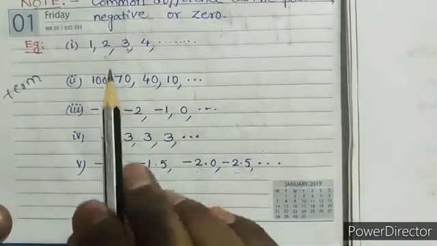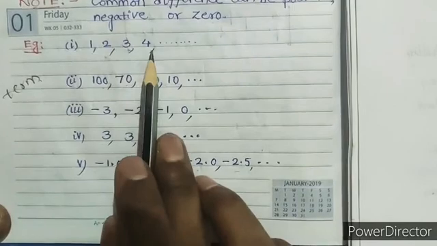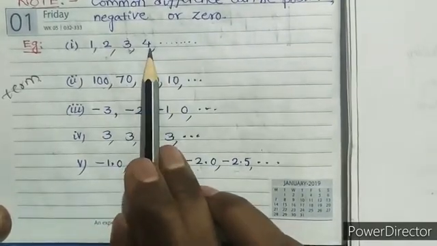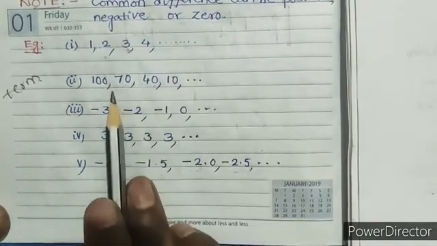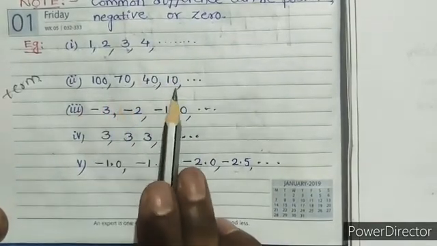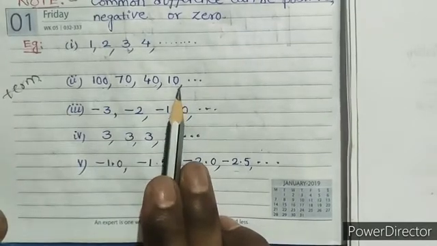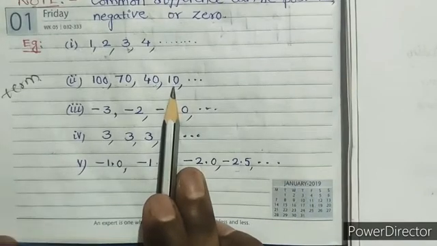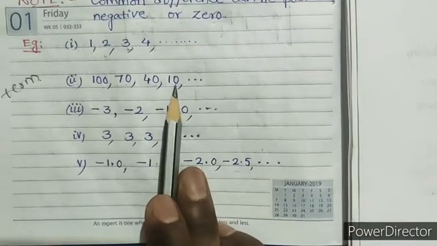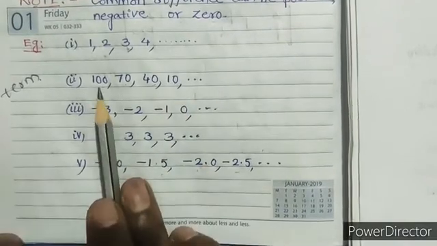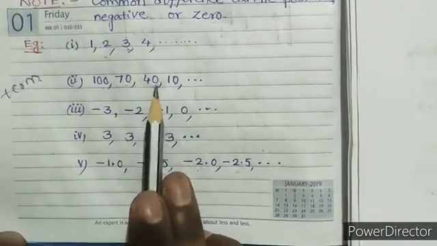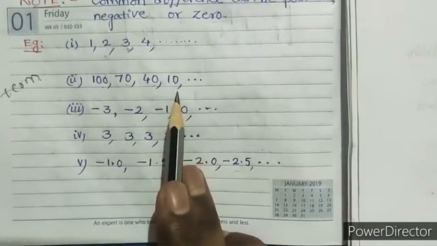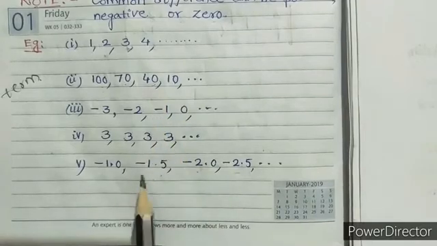Okay. You observe the list of numbers. Can you guess what is the next number after 4? So we can easily tell that is 5. Now can you guess in the second list of numbers, what is the next number which will come after 10? So 100, 70, 40, 10. This is decreasing. So if you subtract 30 from the previous number, you are getting the next number. 100 minus 30 is 70, 70 minus 30 is 40, 40 minus 30 is 10, 10 minus 30 will be minus 20. Like this we can guess.